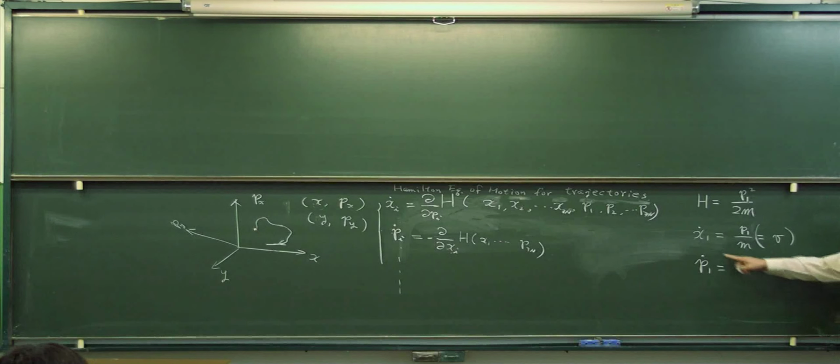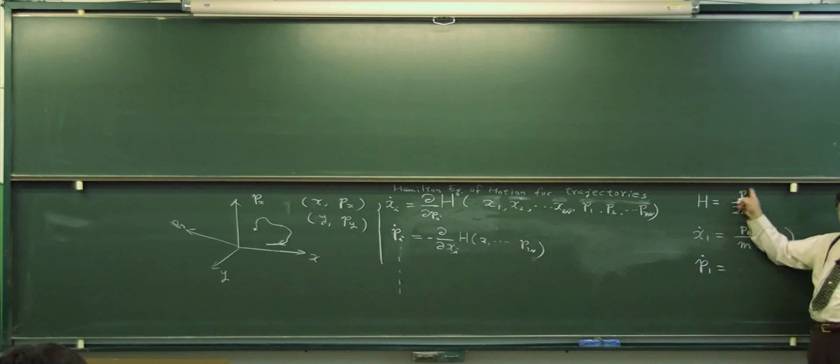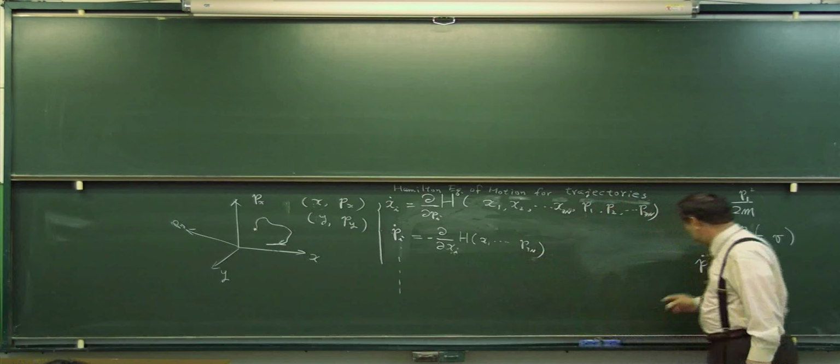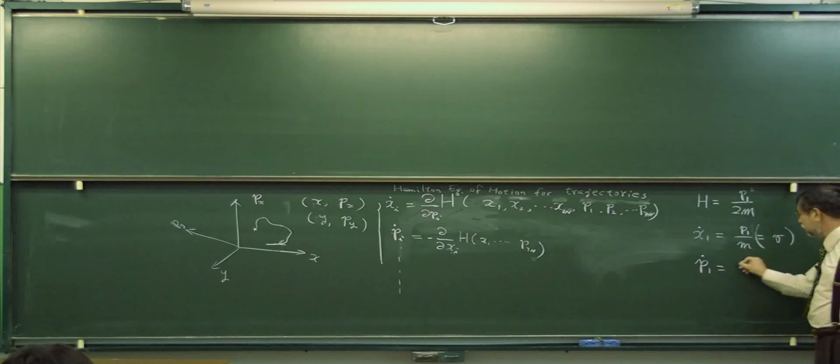Okay, this one means this one. I take the derivative of this quantity by the coordinate. And then there is no coordinate dependence here. Therefore, this is 0.